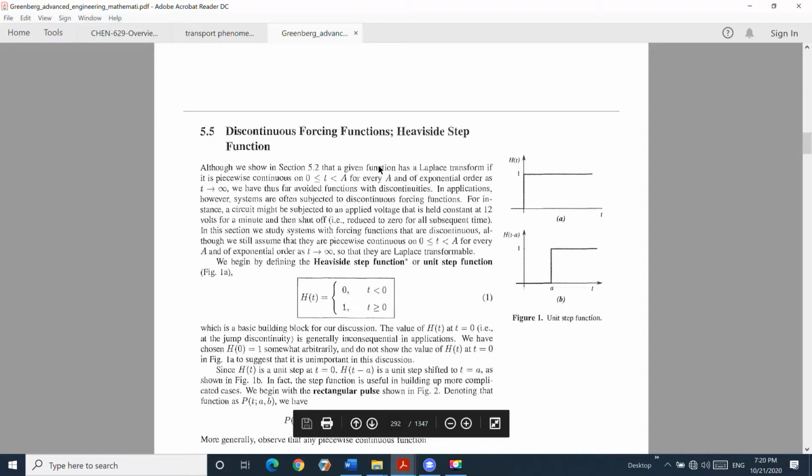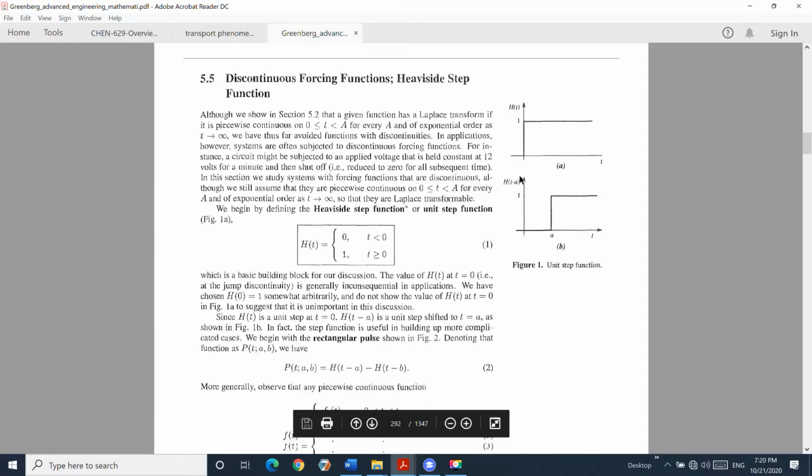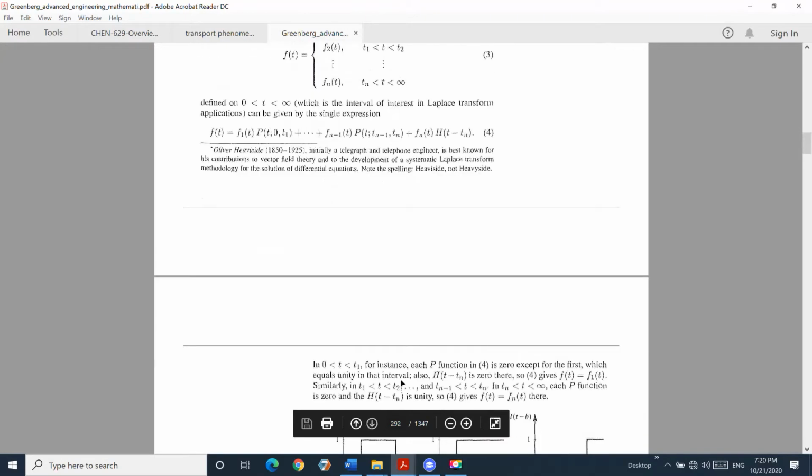Let's look at some discontinuous forcing functions, and we call it the step function. Define the step functions.